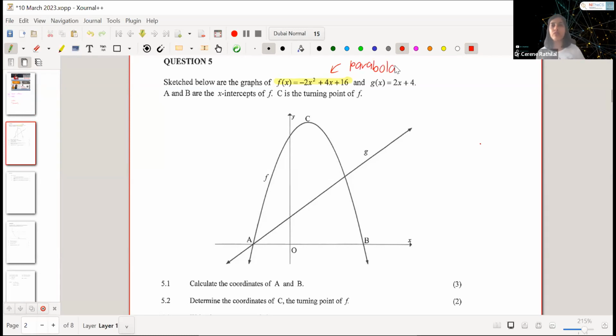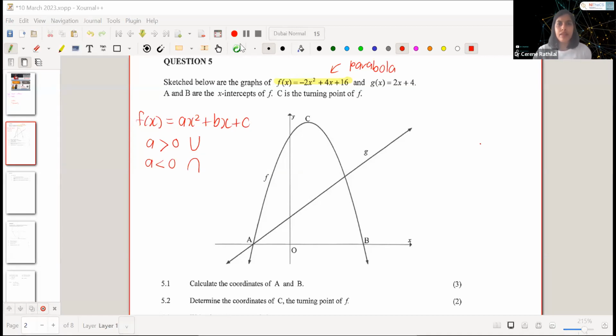Of course, based on what you would have learned about parabolas, there are various properties that one could talk about. We know that the basic form of a parabola is given by ax squared plus bx plus c. If a is greater than 0, then the graph opens upwards, meaning it has a happy face. If a is negative, the graph opens downwards, meaning that it has a sad face.